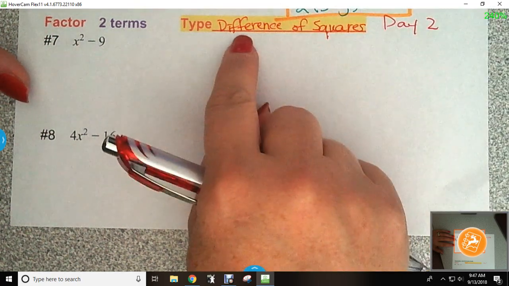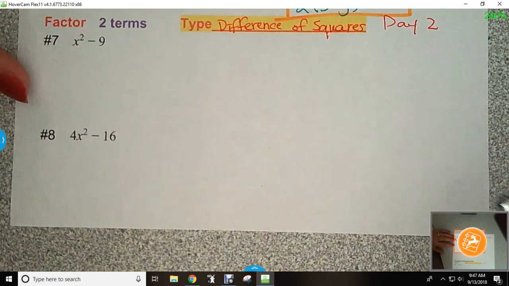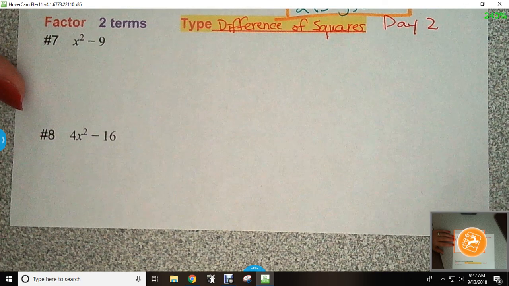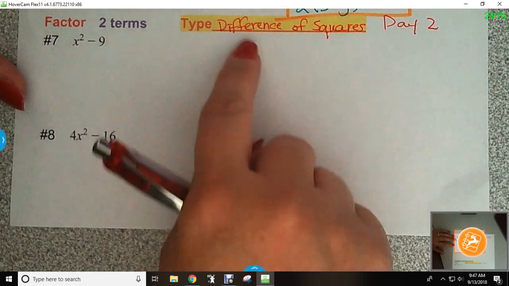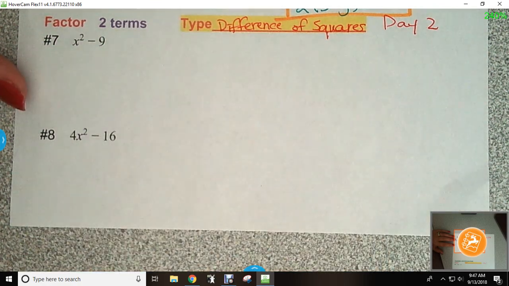Remember, the word difference means subtract. So it's got to have a subtraction symbol between your two perfect squares. If there's a plus sign between them, you cannot factor this way, probably not at all. But we're looking for the ones that have a minus in the middle.